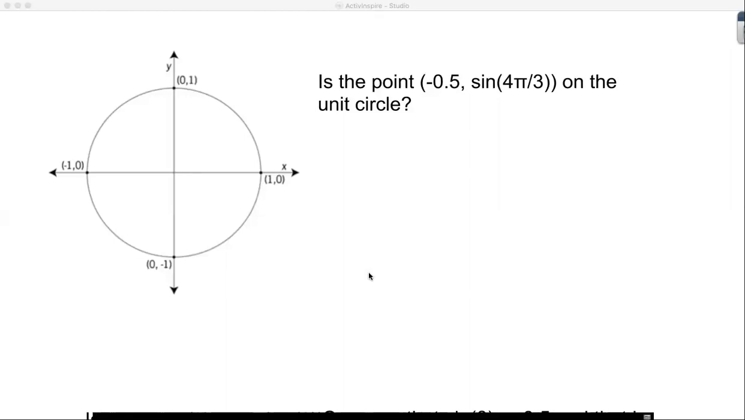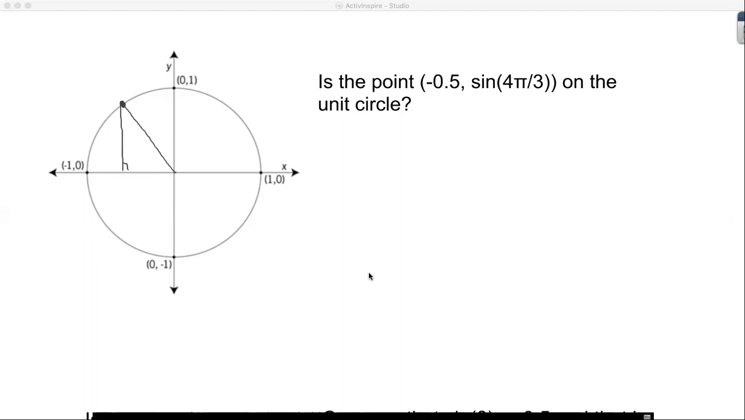So negative 0.5, sine 4 pi over 3, I know it might be here. Again, we don't actually know if this is on the unit circle. But if I draw in my right triangle, I can think about what my x coordinate would be and what my y coordinate would be in the context of a right triangle. And it also helps to remind us about the actual equation for a unit circle, right? What is the equation for a unit circle?